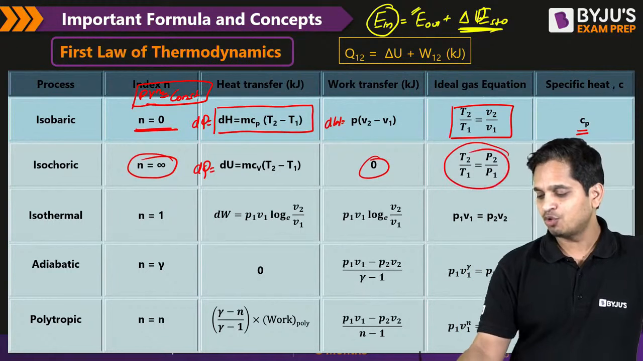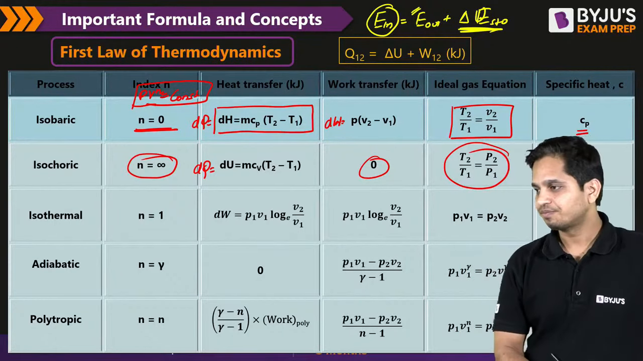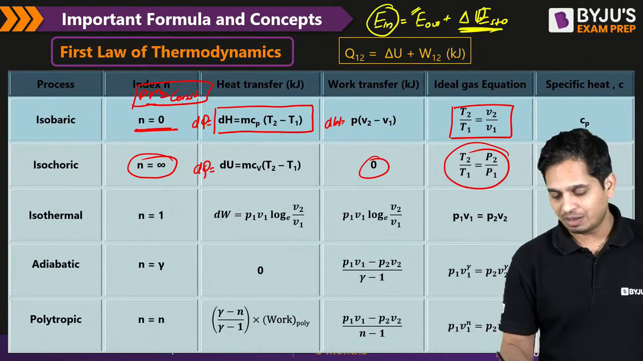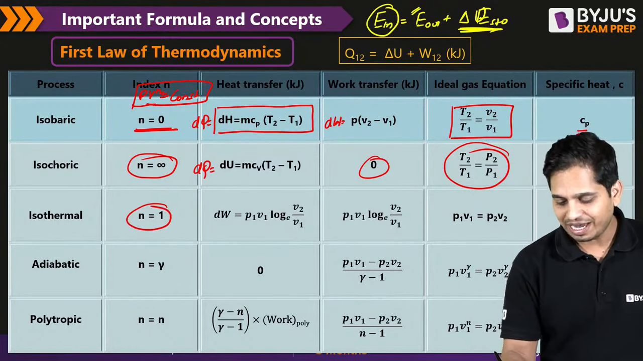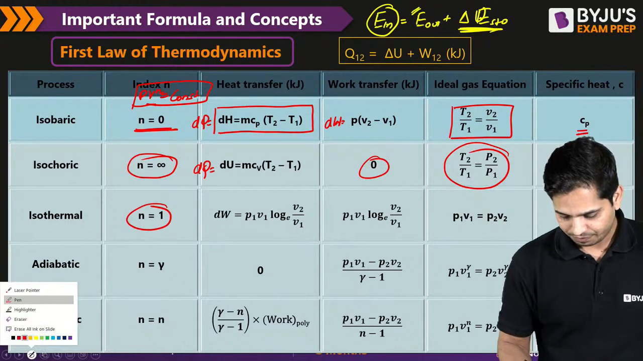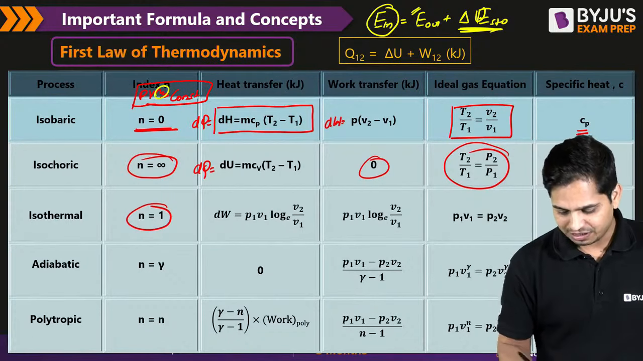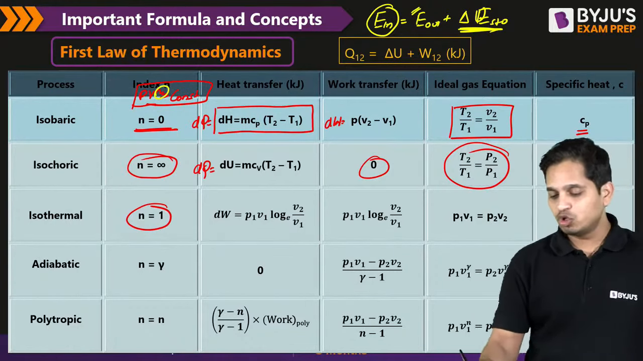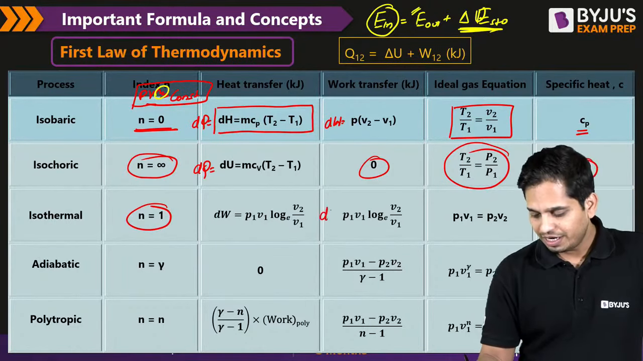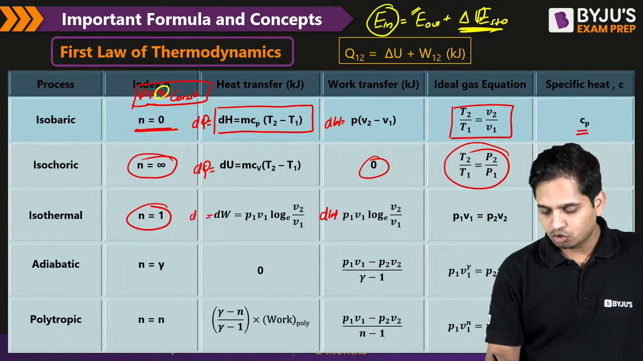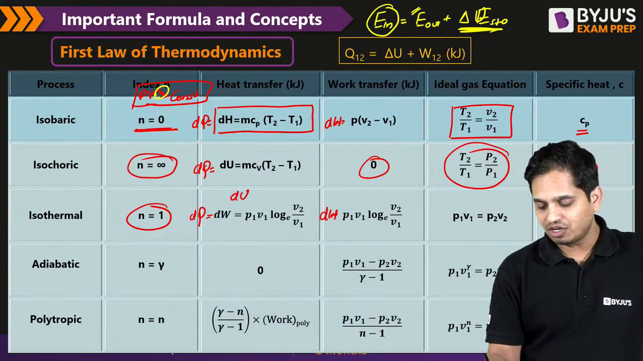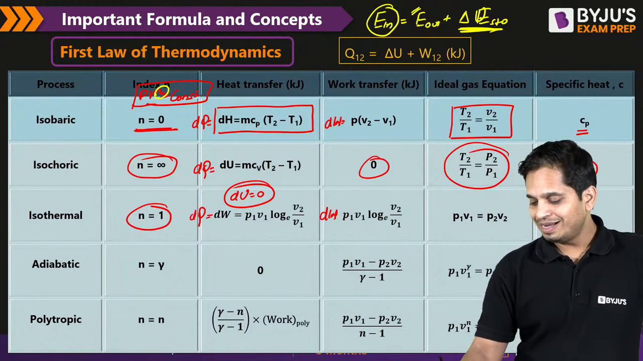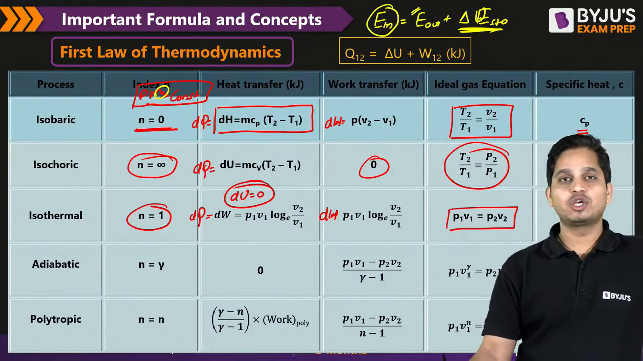And this is the ideal gas equation. This is Cv. Now, isothermal: n is 0, and dW is equal to dQ, because the change in internal energy is 0. And this is my ideal gas equation.